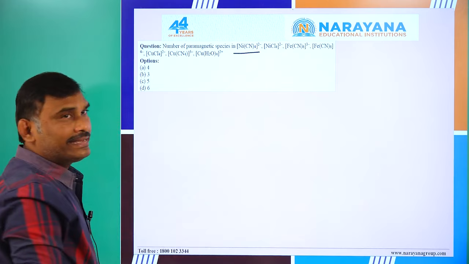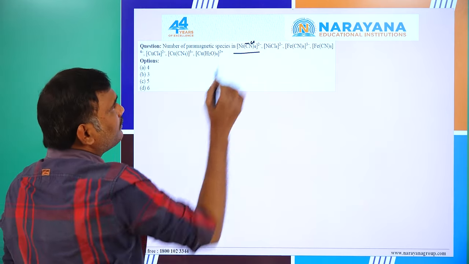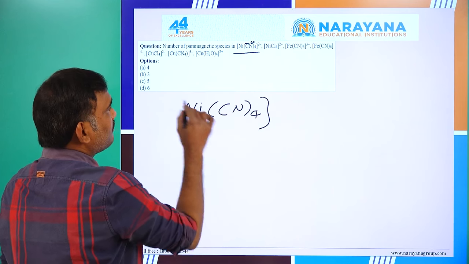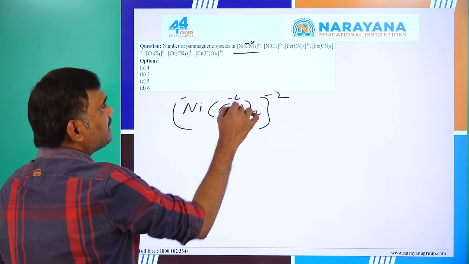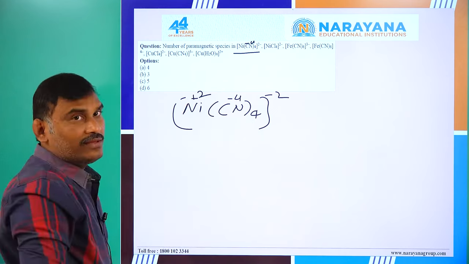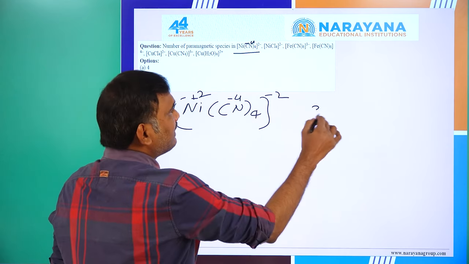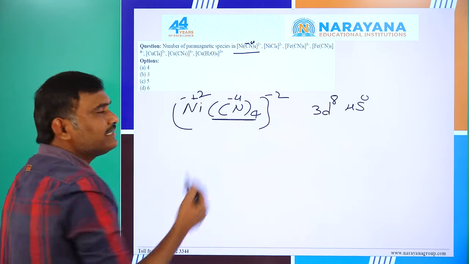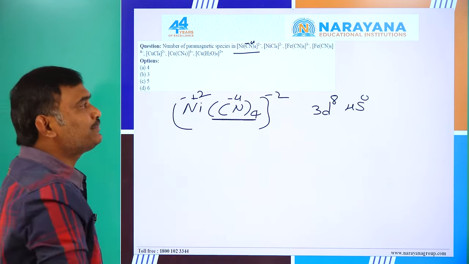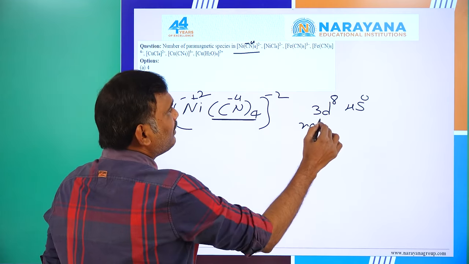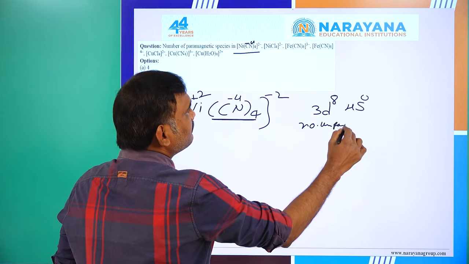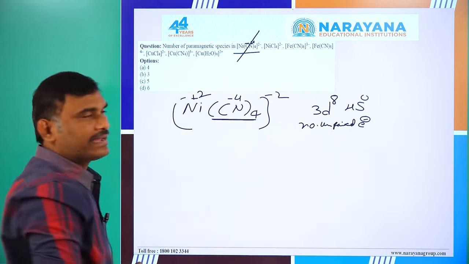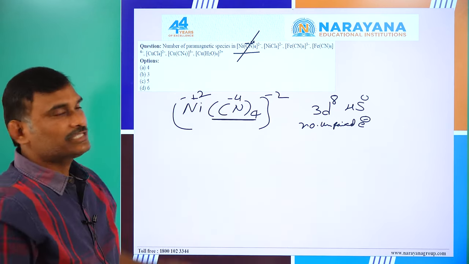Nickel tetracyanide, here the charge is -2. Then nickel is +2. Whenever nickel is +2, the configuration is 3d8 4s0. Here cyanide is a strong field ligand, so all electrons get paired. No unpaired electron. Therefore, it is diamagnetic. Now go for the next one, student.